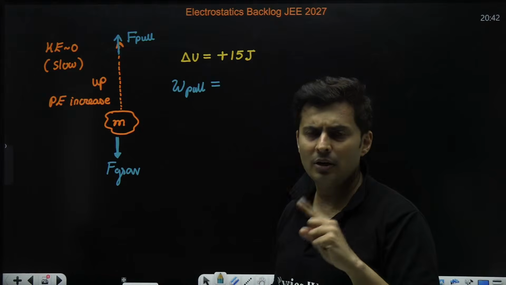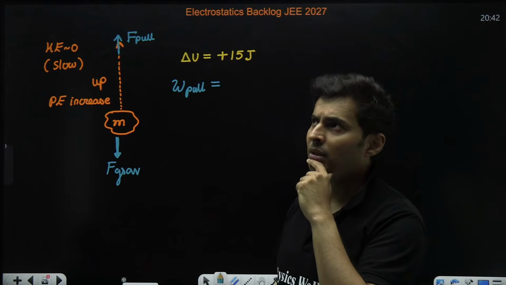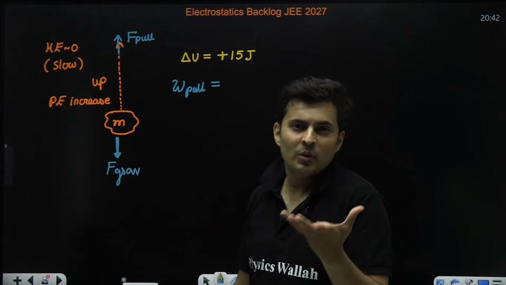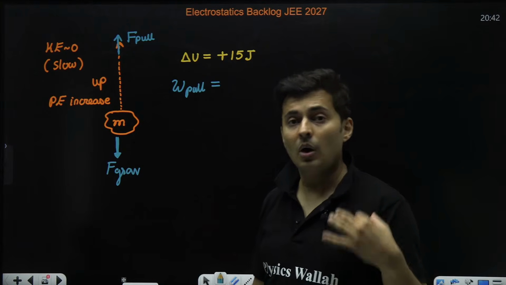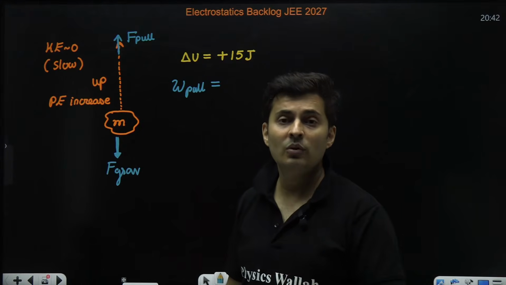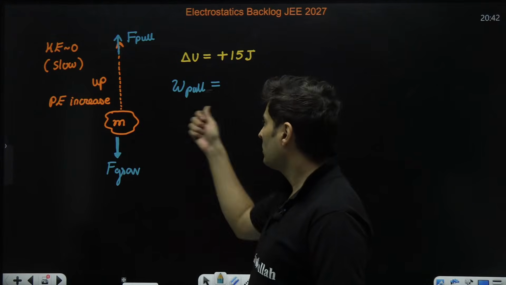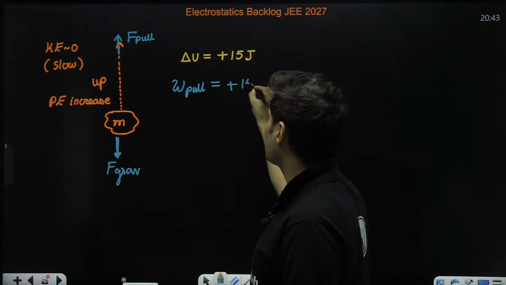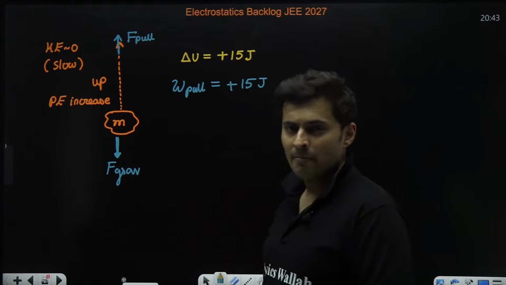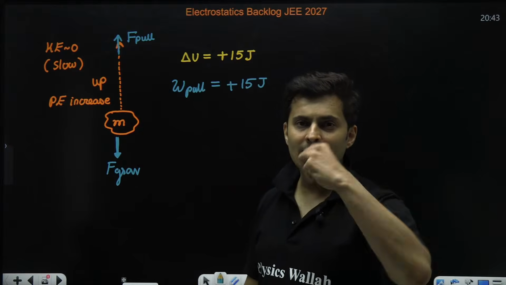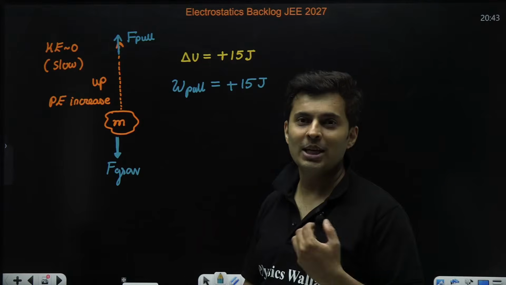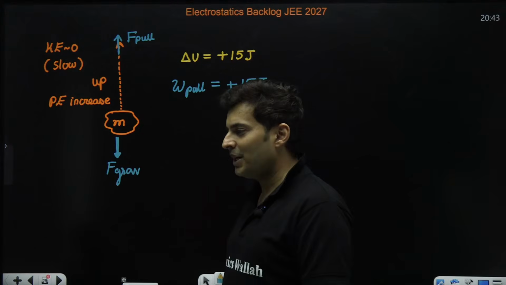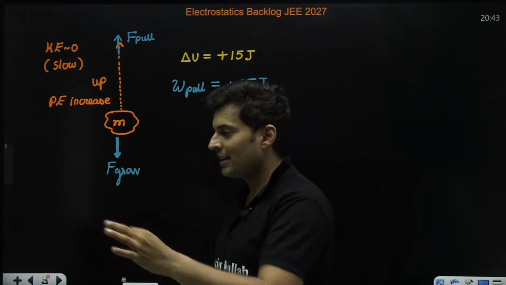Are you sure it did not go anywhere else? Wait a minute, it could have gone into the speed, that means kinetic energy, but I moved it very slowly. So all of the work I did would have gone completely into the potential energy. So the work done by the pulling force is also 15 joules. But now there is another aspect. Sir, there is gravity also.